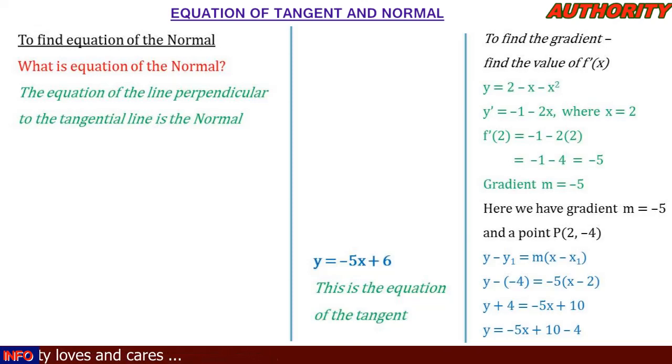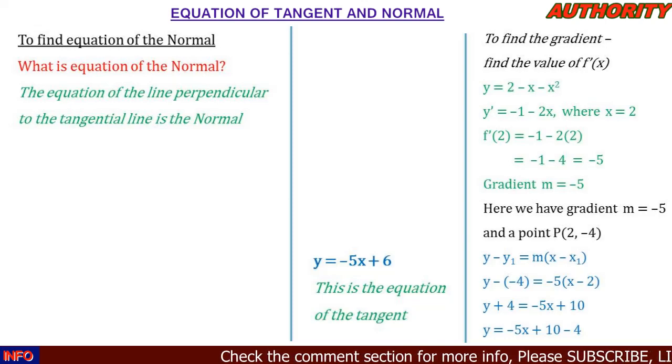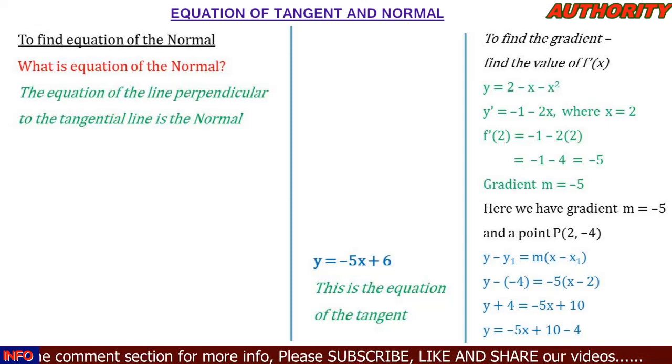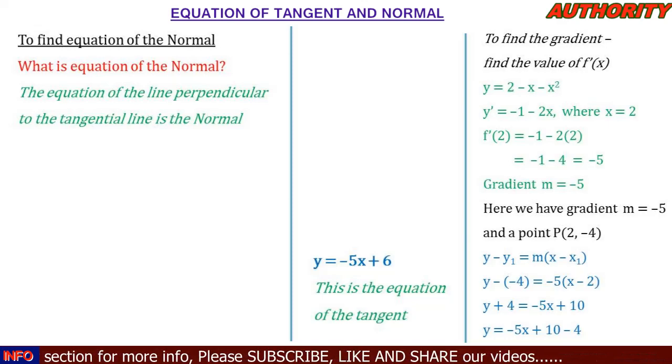Now, when I say that two lines are perpendicular, what does it mean? Their gradients, we're going to say that m1 m2 is equal to minus 1. When we say that two lines are parallel, we say that m1 is equal to m2. You get it, right? Now, here, the equation of the normal is the equation of the line that is perpendicular to the tangential line. We're going to find the equation of a line that is perpendicular to the equation of tangent that we just solved.